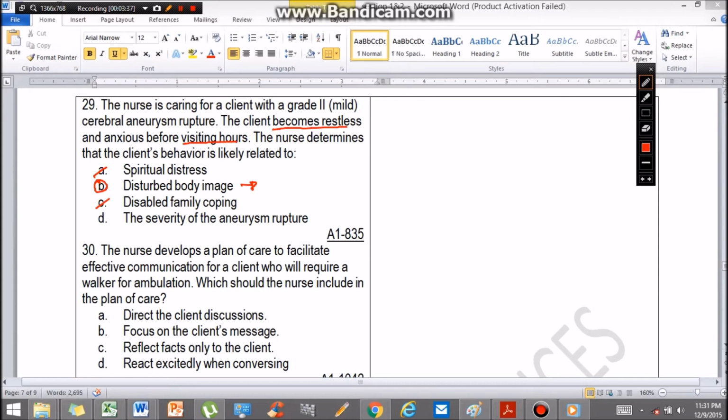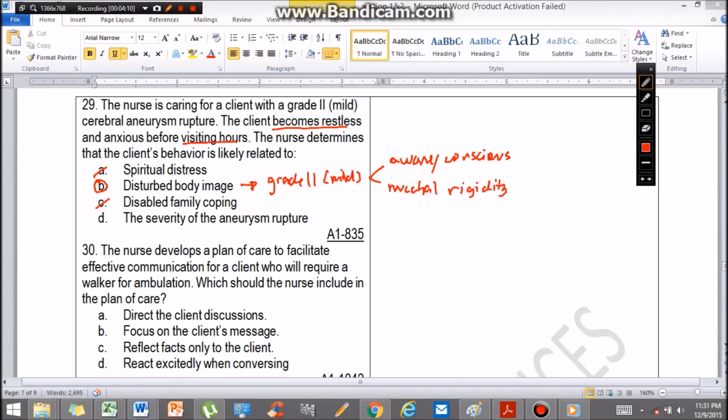Because remember that in a grade 2, mild aneurysm, the client is aware or conscious. There is no loss of consciousness here because the aneurysm rupture is just mild. The client can have nuchal rigidity. So the client has nuchal rigidity.